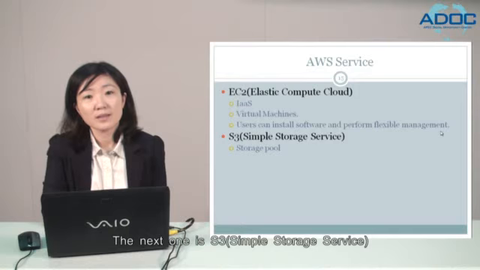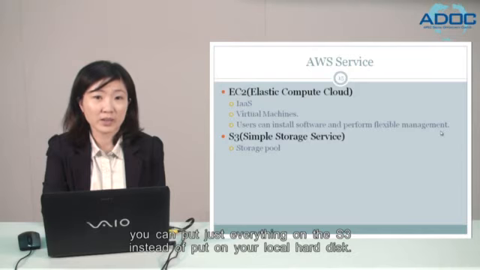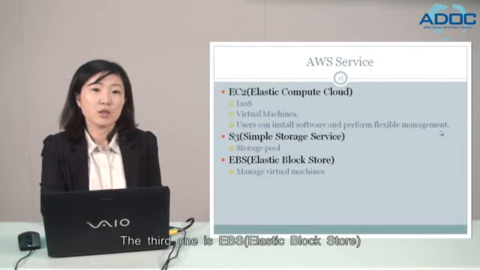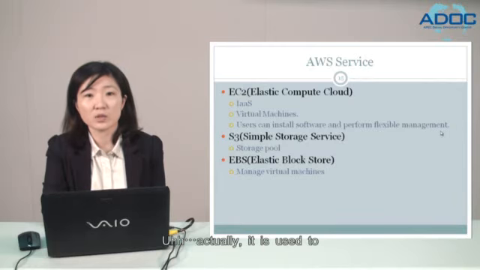The next one is S3, Simple Storage Service. It's a storage pool. You can put just everything on the S3 instead of putting it on your local hard disk. The third one is EBS, Elastic Block Store. Actually, it is used to manage the virtual machines.